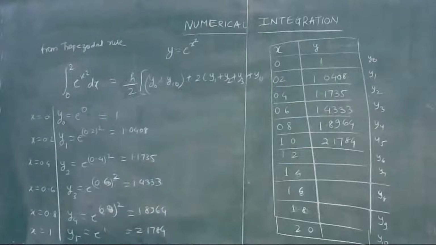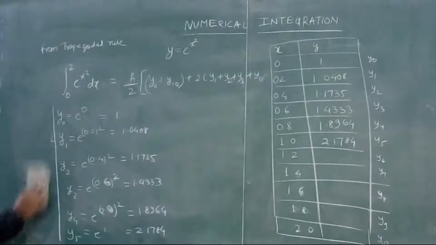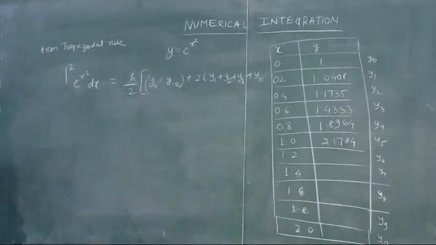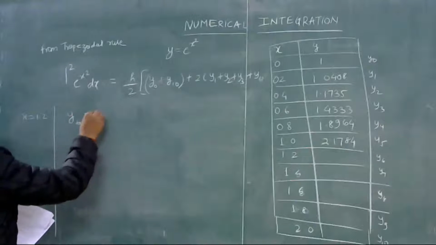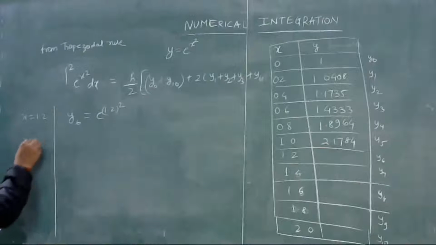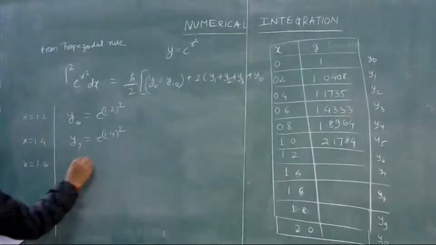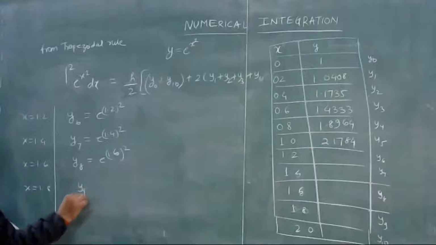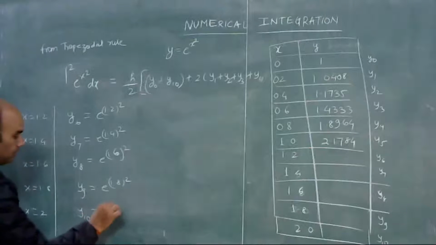Okay, so again we have to substitute the values. So when x is equal to 1.2, y6 is equal to e to the power 1.2 whole square, and x is equal to 1.4, y7 is equal to e to the power 1.4 whole square, x is equal to 1.6, y8 is equal to e to the power 1.6 whole square, x is equal to 1.8, y9 is e to the power 1.8 whole square, and x is equal to 2, y10 is equal to e to the power 2 square.